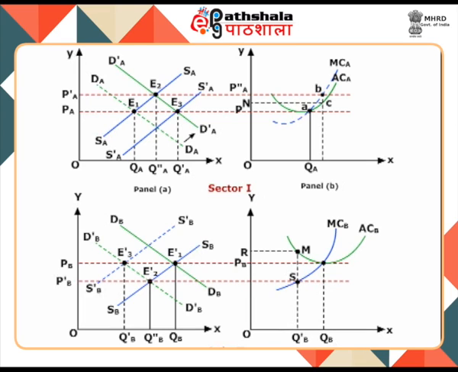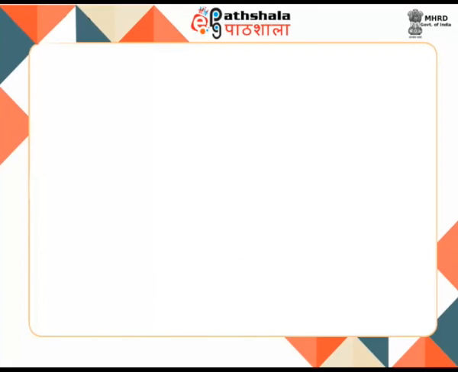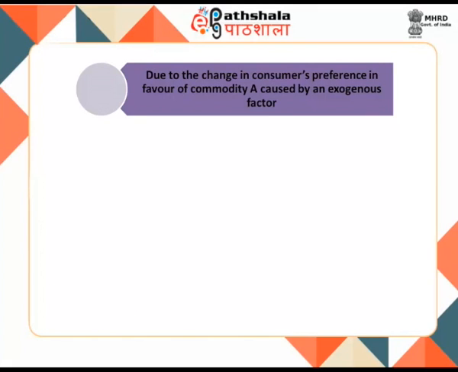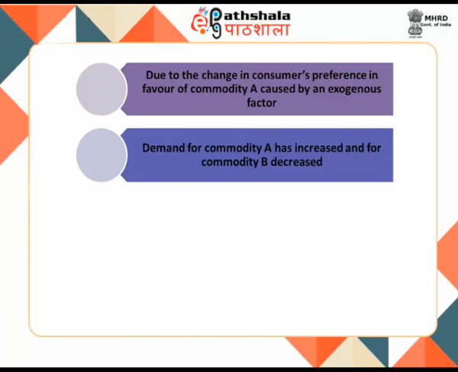In the new general equilibrium, more resources will be allocated for the production of commodity A compared to the initial one, and obviously less will be allocated for commodity B. To sum up, due to the change in consumers' preference in favor of commodity A caused by the exogenous factor, demand for commodity A has increased and for commodity B decreased.